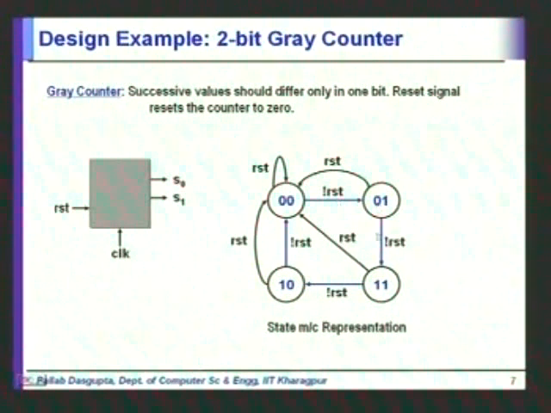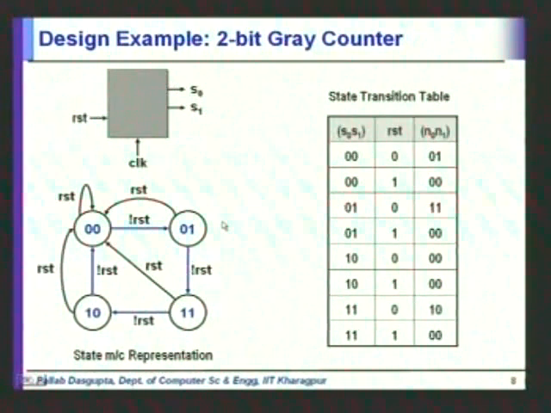So these blue arcs, if you can make out the difference between the blue and black ones, the blue arcs are the ones which are normally taken when the counter is running, and the black ones are the ones which are invoked when the reset is high, and it returns the machine to the initial state of 0 0. Okay. So now, given this state machine, we can construct a state transition table.